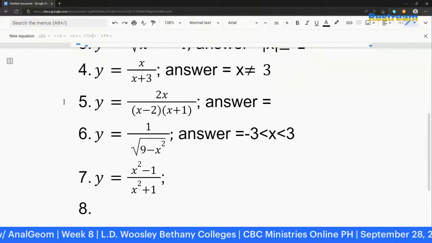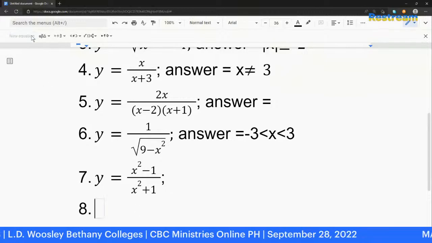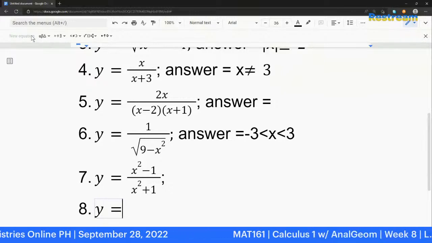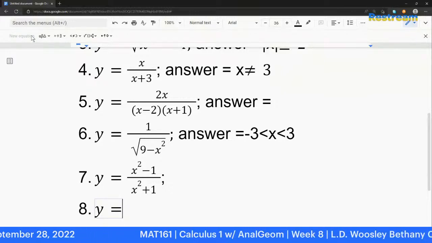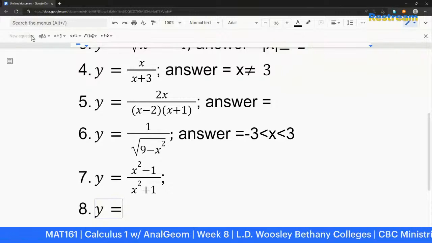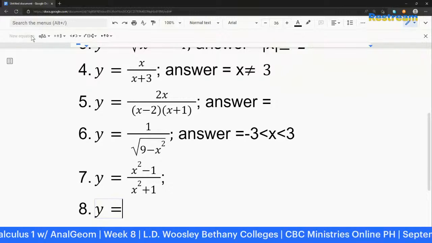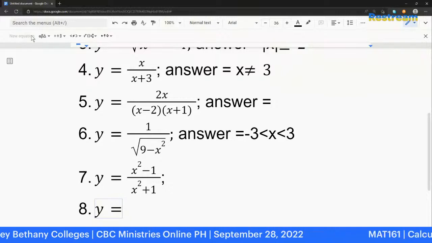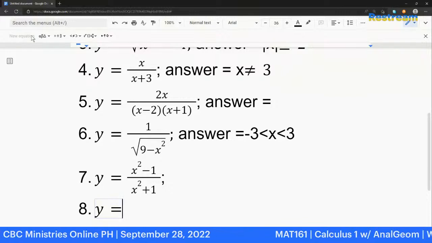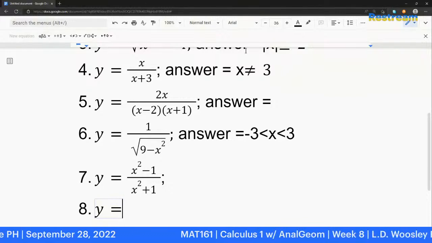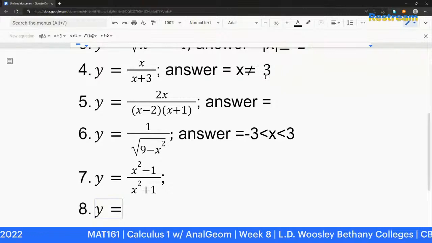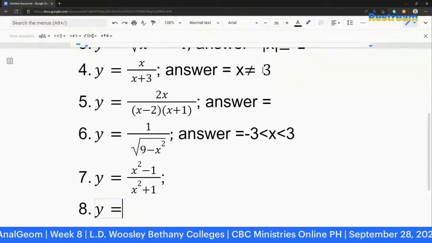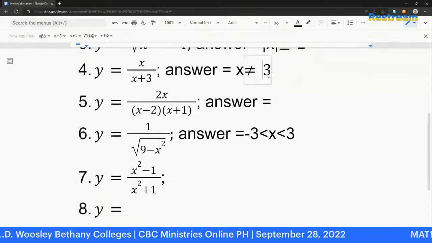Right, thank you, Gian. Excuse me po. Yes, Banji. Number 4 po, sir. Di po ba siya dapat negative 3 po? Anong number yun? 4 po. Kasi yung sinagot ni Jen. Oh, negative 3. Kasi that will make the division by 0. Thank you for clarification. But yeah, x should not be equal to negative 3.